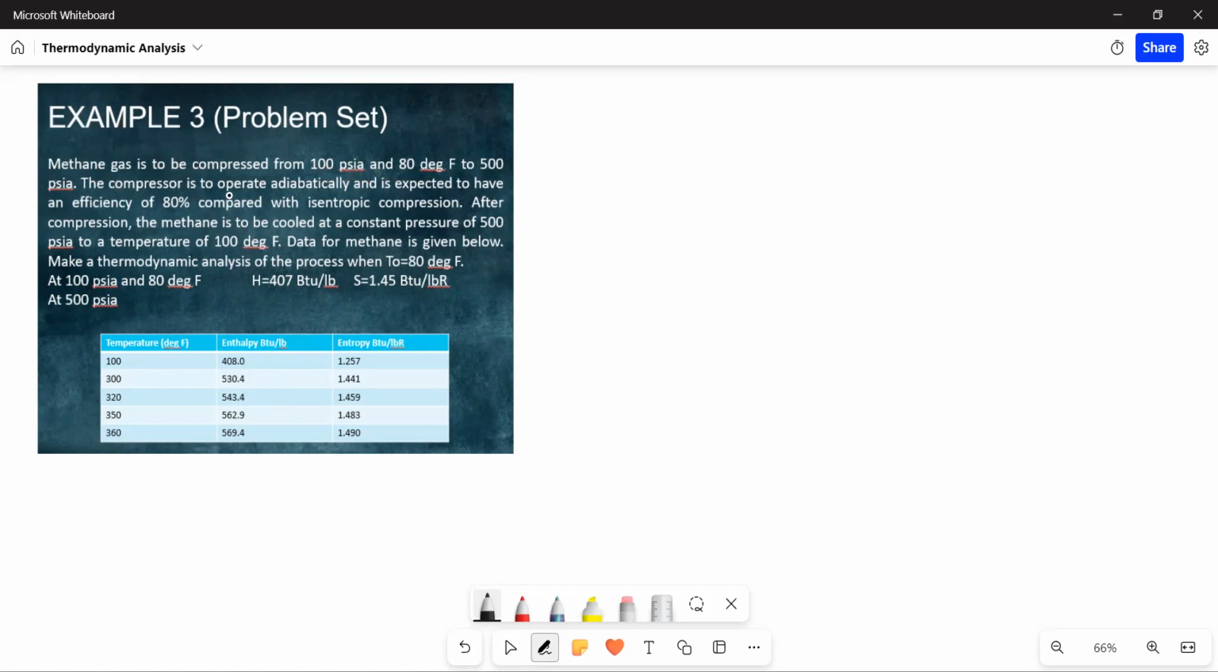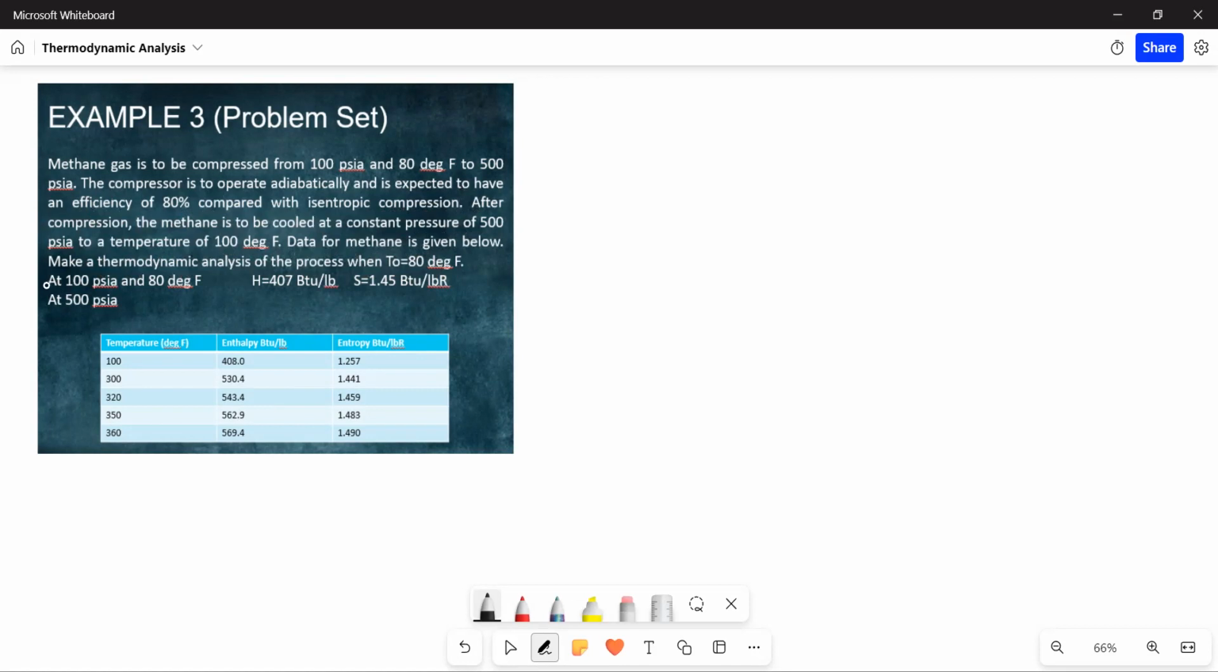The compressor is to operate adiabatically and is expected to have an efficiency of 80% compared with isentropic compression. After compression, the methane is to be cooled at a constant pressure of 500 psia to a temperature of 100 degrees Fahrenheit. Data for methane is given below. Make a thermodynamic analysis of the process when the T-naught, or the temperature of the surroundings, is 80 degrees Fahrenheit.